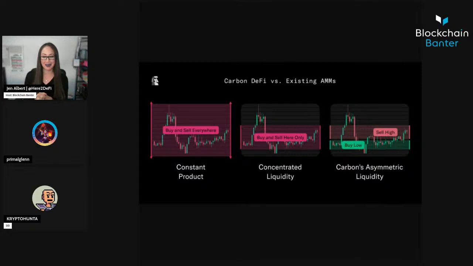The previous call we talked about Carbon DeFi limit, range, and recurring orders, along with Meme Coin Madness, how to generate this volume, and how to participate in the competition. This part two, we're going to look at concentrated liquidity from its very beginning. Glenn, we have your screen up here, showing the difference between Carbon DeFi and existing AMMs.